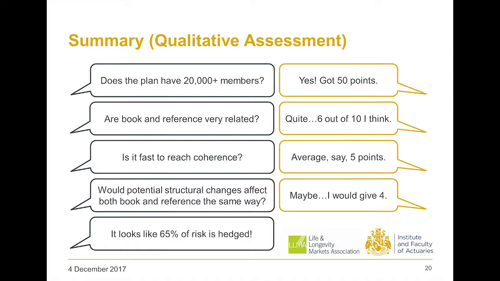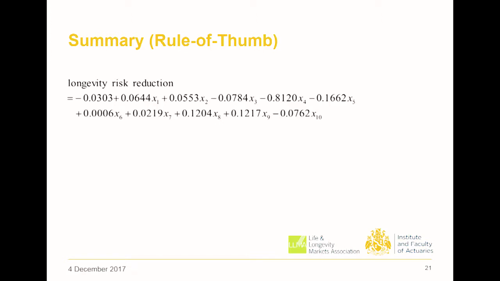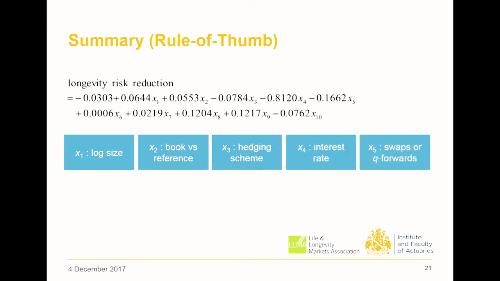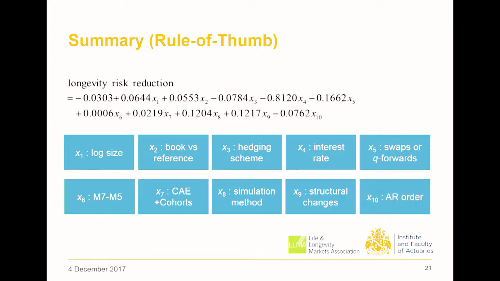Here is a simple linear regression formula summarizing all our simulated results. There are 10 explanatory variables, including the log portfolio size, how related the two populations are, the design of the hedging scheme, the interest rate, using swaps or Q forwards, whether M7, M5 is used, whether CAE plus cohorts is used, which simulation method is adopted, whether structural mortality changes are incorporated, and the autoregressive order of the book minus reference components time series process.